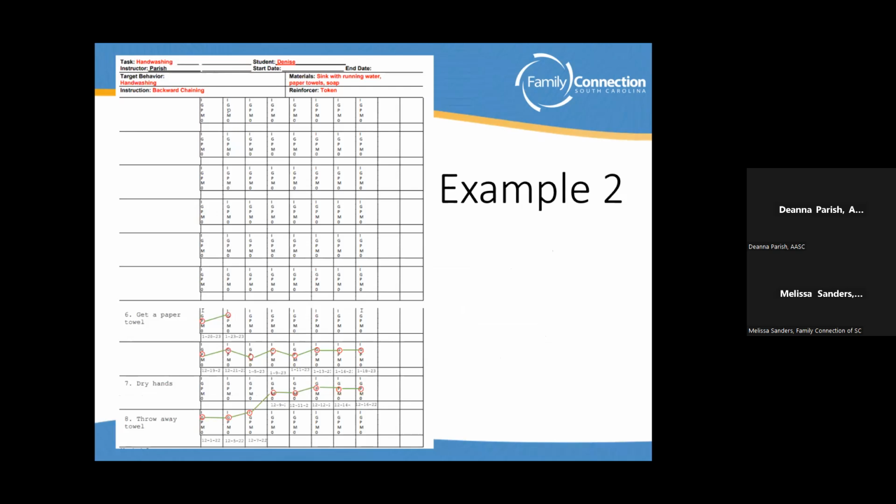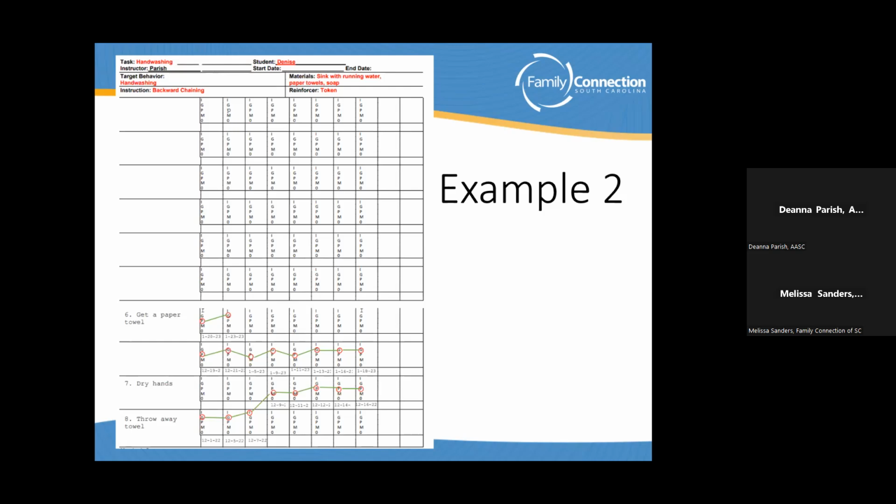So the I, G, P, M, and 0 represent different levels of prompting. So I is independent, G is a gestural prompt, P is a partial physical prompt, M is hand over hand manipulation, so requiring full support to do something, and 0 is no response or physically rejected any of that hand over hand manipulation to complete the step.